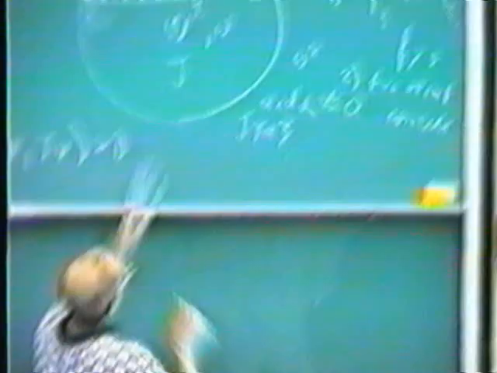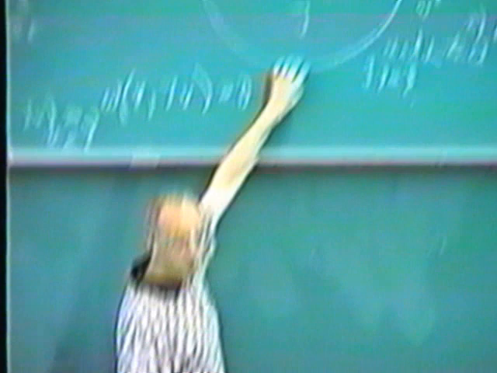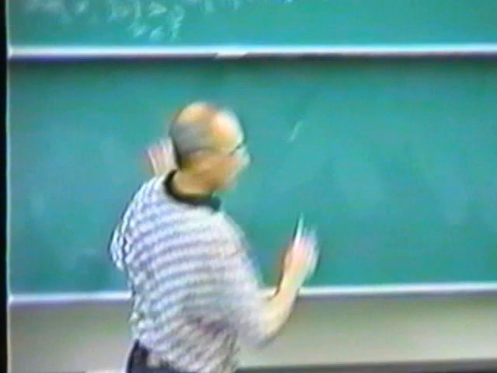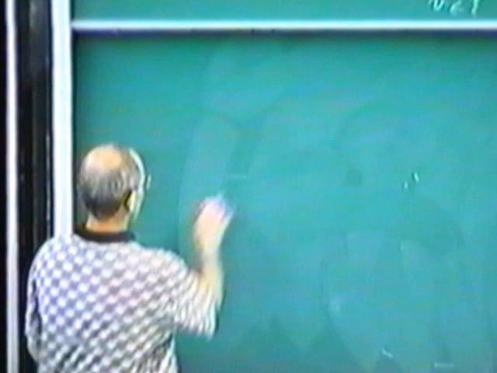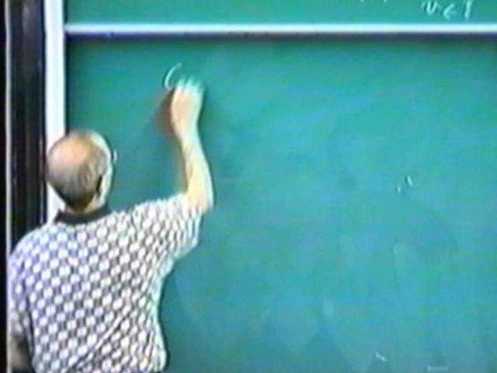So I would call a contact structure fillable if you can find a symplectic manifold bounded by this contact manifold. So let me give a little bit of background about contact structures.